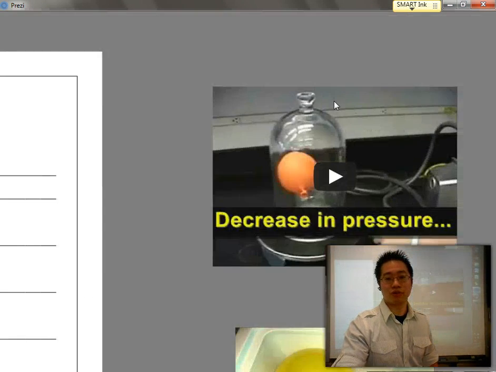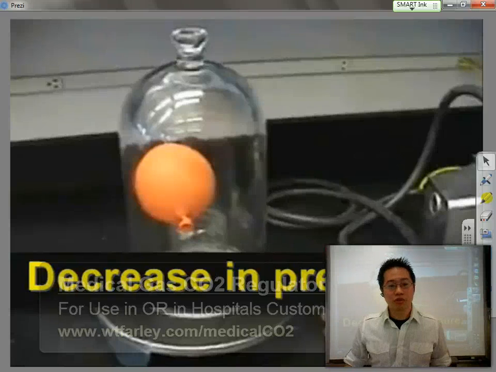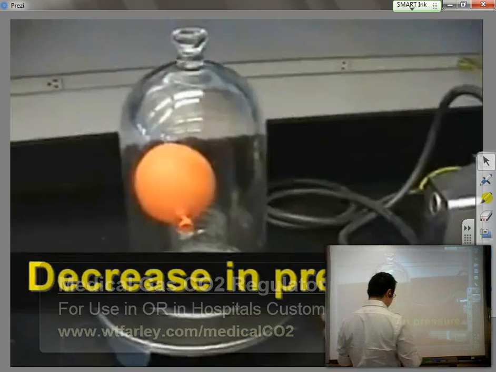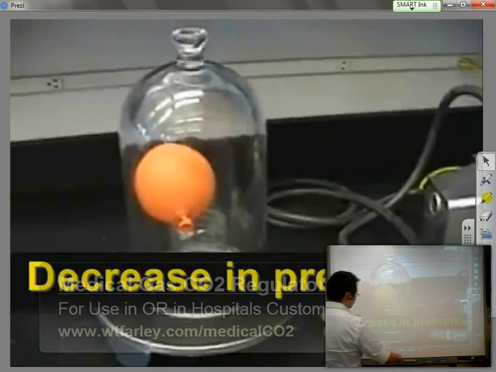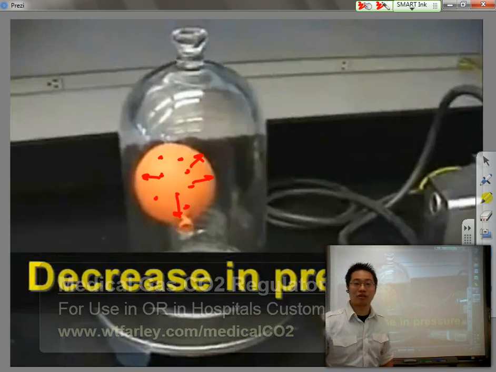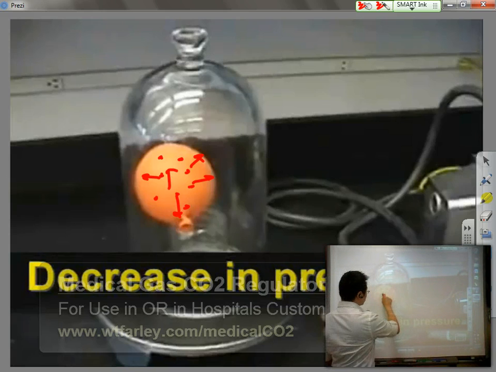If we take a quick look over here, right now we have an inflated balloon inside a glass container. And they attach a vacuum pump to it, but let me just preface this by saying a couple of things. Right now, inside the balloon, we have gas molecules that are bouncing around and creating a pressure as they bounce against the sides of the balloon. So there's a pressure inside.